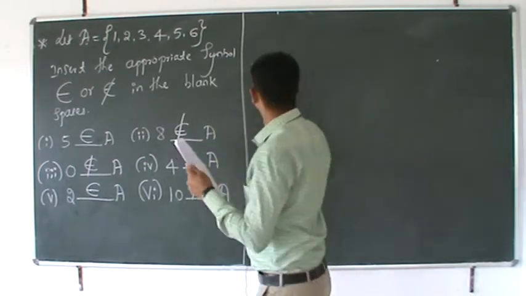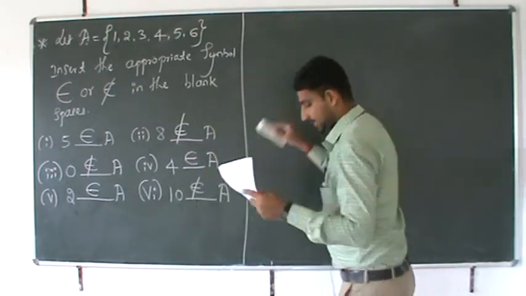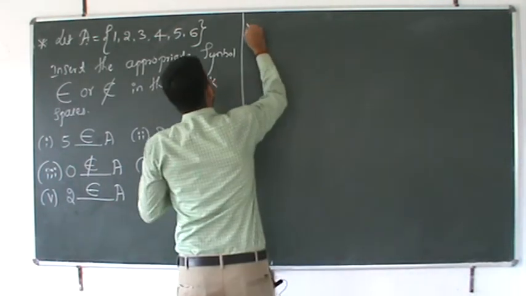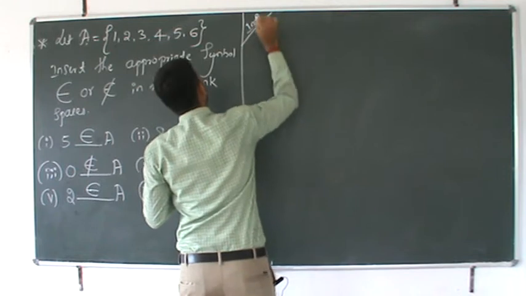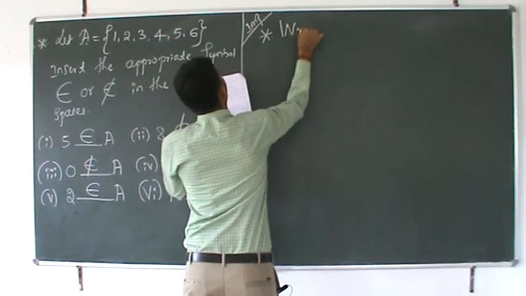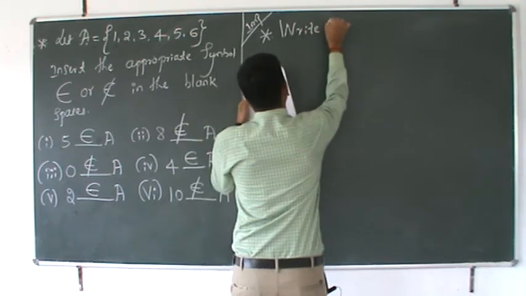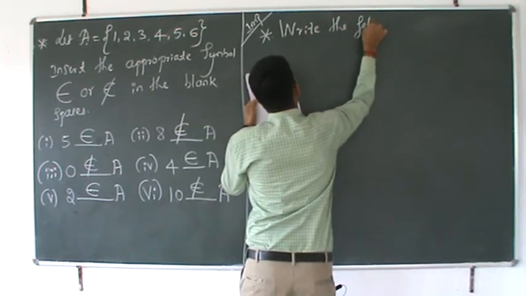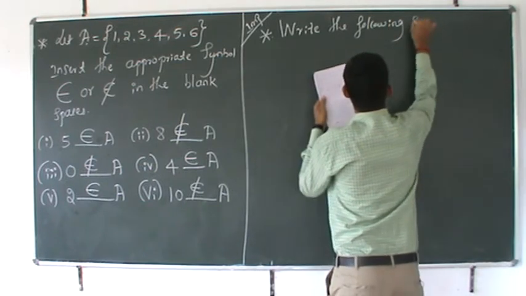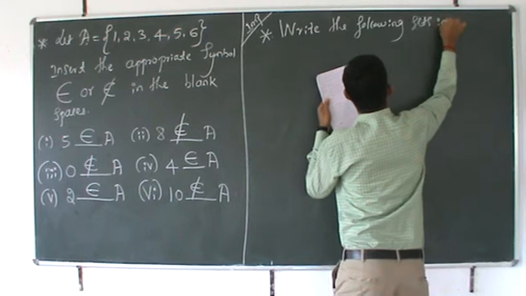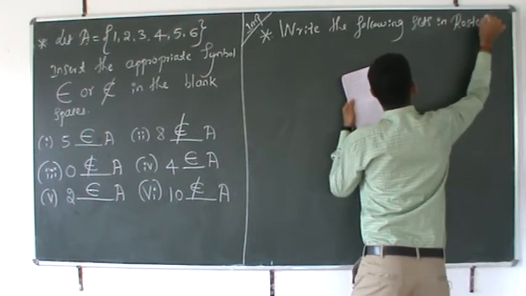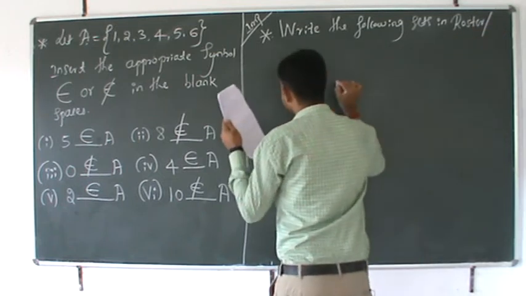Next is an important category. Write the following sets in roster form. Roster or tabular form.